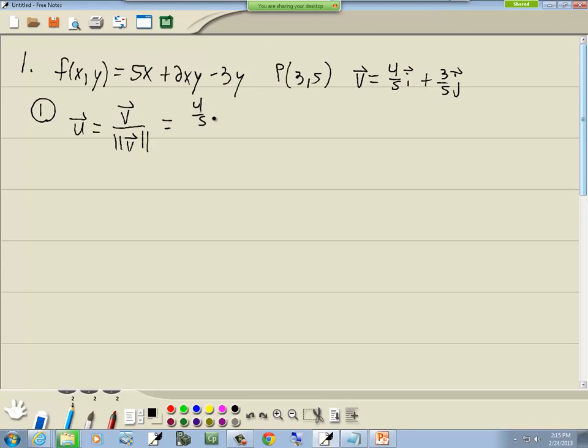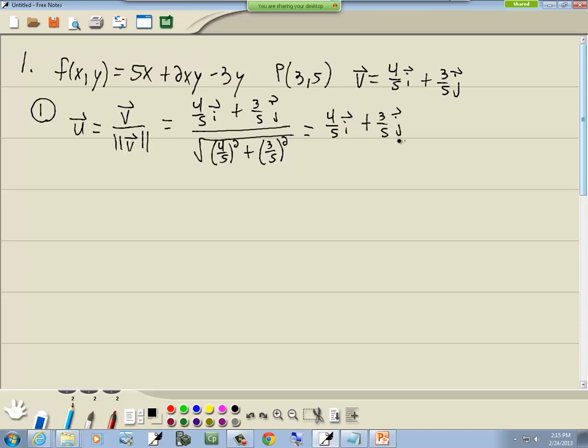So we're going to have 4/5 i plus 3/5 j over the square root of 4/5 squared plus 3/5 squared. So that's going to give us 4/5 i plus 3/5 j over the square root. 4/5 squared is 16/25. Plus 3/5 squared is 9/25. These have the same denominator. 16 plus 9 gives us 25. 25 over 25 is 1. Square root of 1 is 1. So that just gives us 4/5 i plus 3/5 j. Again, this was already a unit vector they gave us, but it'll still work.